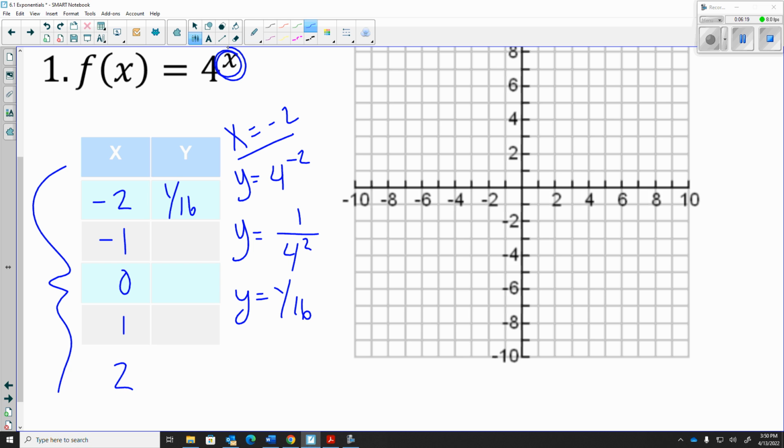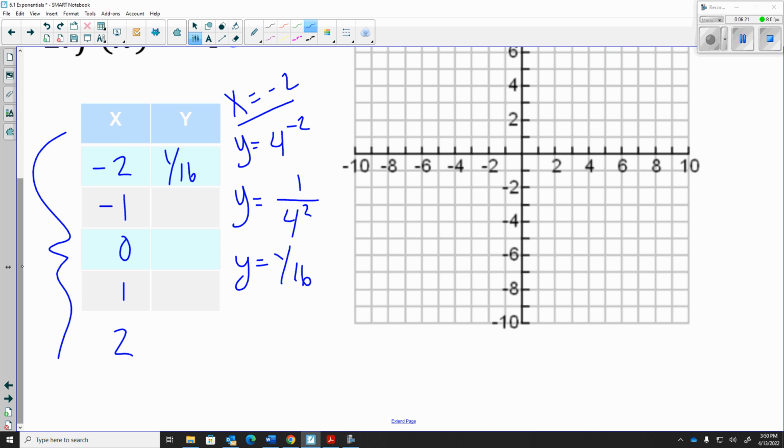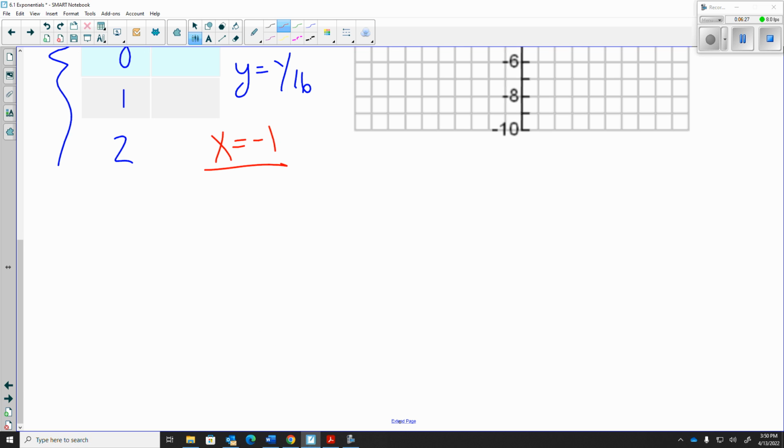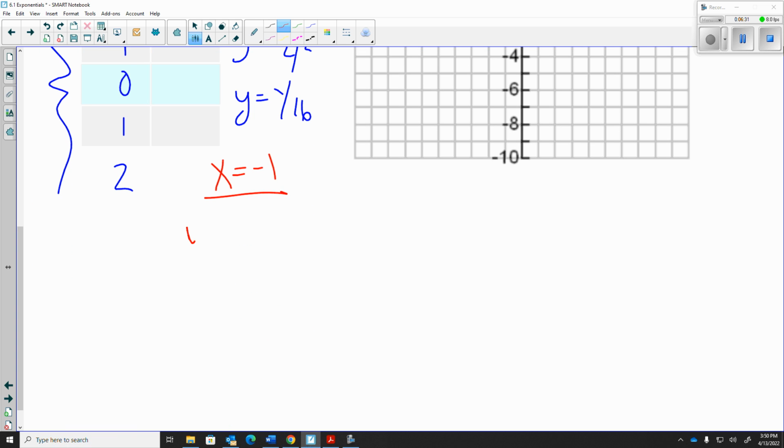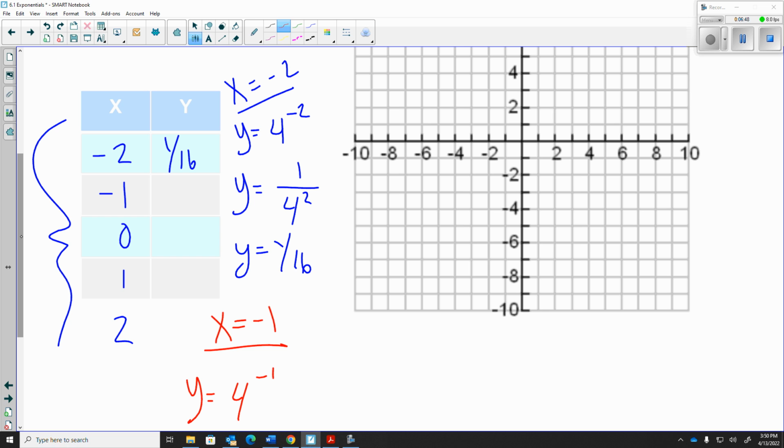What happens if I plug in -1? Let's switch colors here. What happens if I plug in -1? Well, my equation is y equals 4 to the x, so it's y equals 4 to the -1 power. Again, negative exponent means I need to flip. So that's 1 over 4 to the first power, which of course is just 1 over 4. 4 to the first power is just 4. So I get 1 over 4 if I plug in -1.